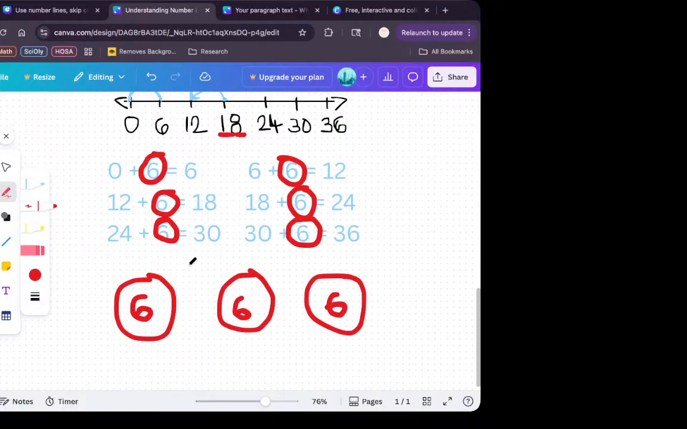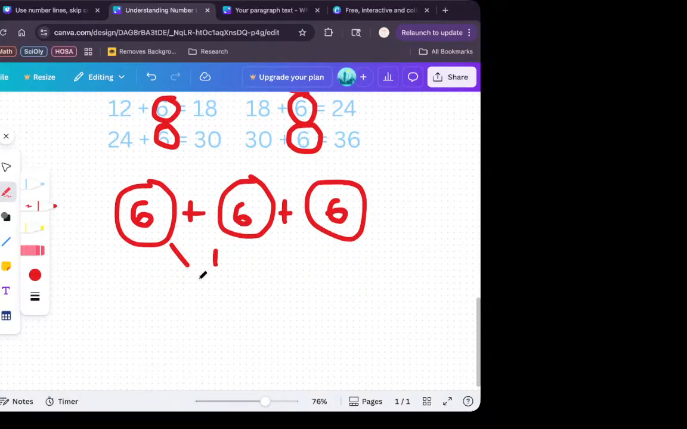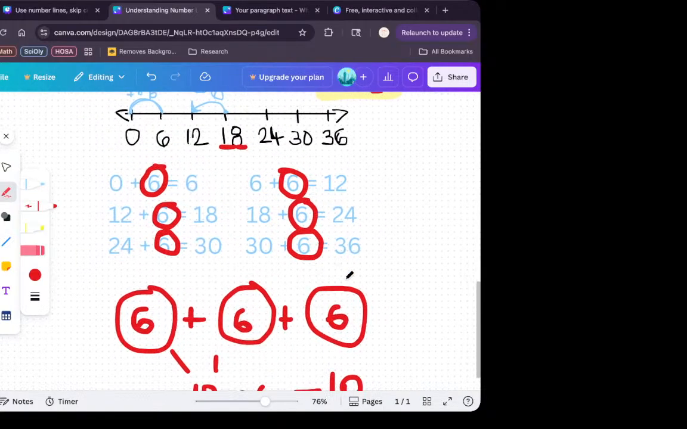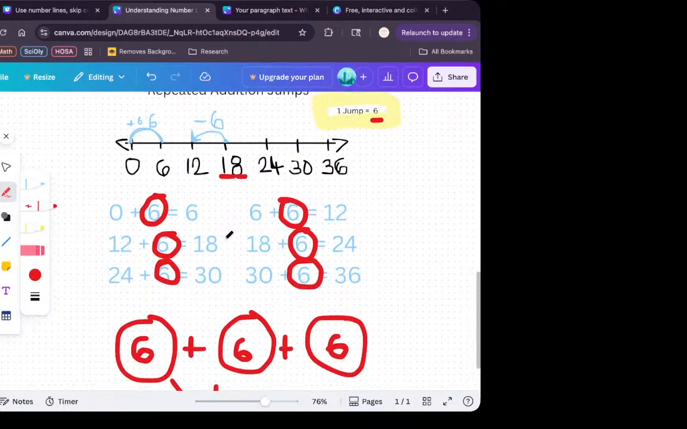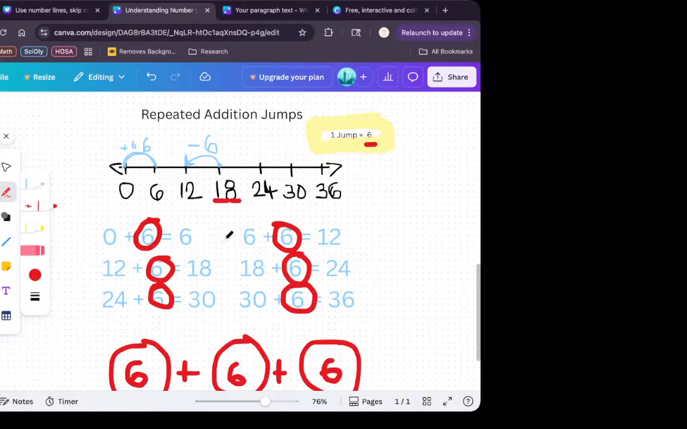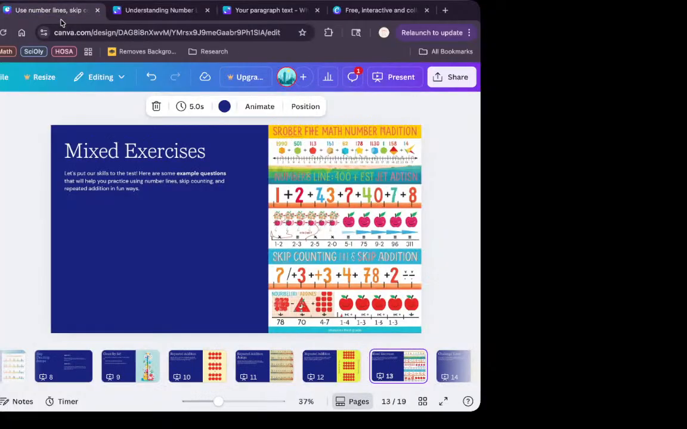Let's double check by adding our groups. 6 plus 6 is 12. Yes? And then 12 plus 6, that should be equal to 18. So did we do the number line correctly? Yes, because we are getting the same answer here and here. That is an example of repeated addition and how it is used in number lines.